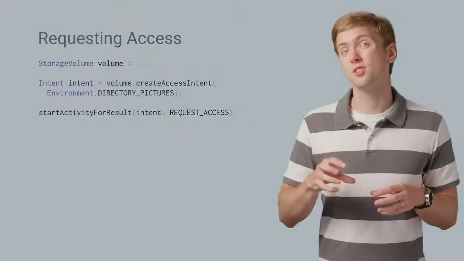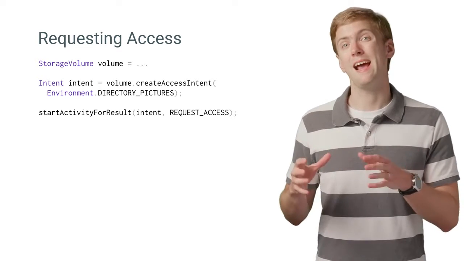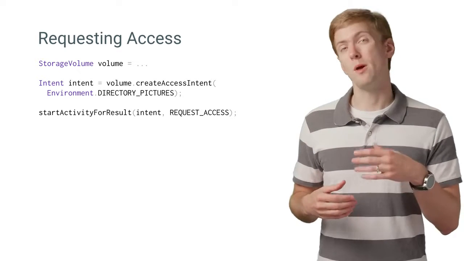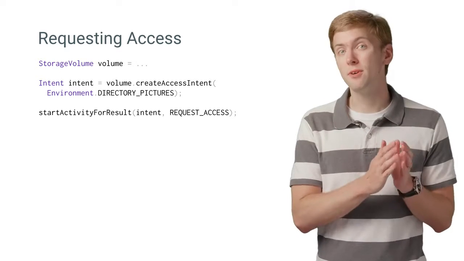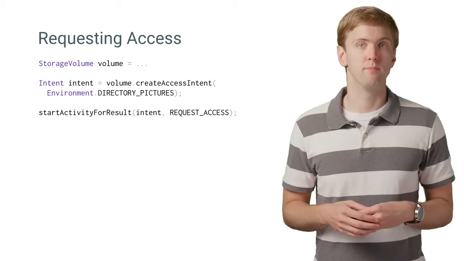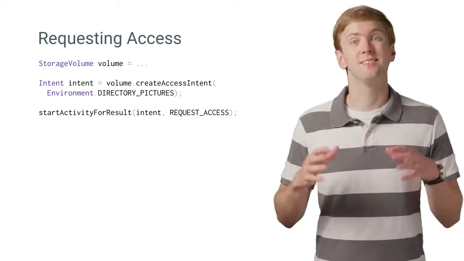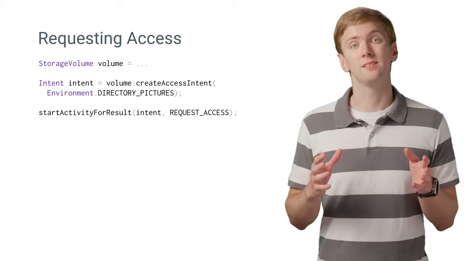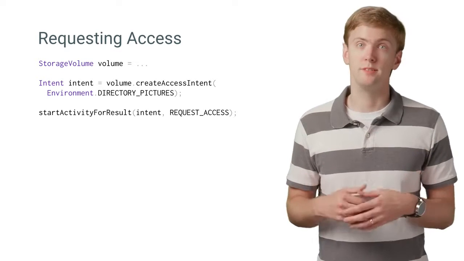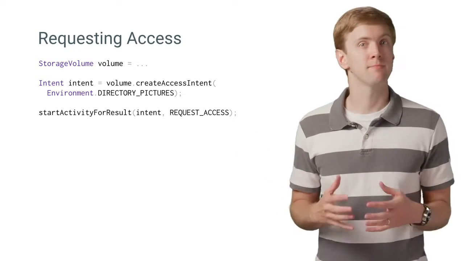Now this is where scoped directory access comes in. You can use the storage volume's createAccessIntent method with startActivityForResult to request access to a specific folder on that storage volume. For secondary storage volumes, you can also request access to the entire volume by passing in null. So if you want access to the standard pictures directory, for instance, you'd pass in Environment.DIRECTORY_PICTURES.